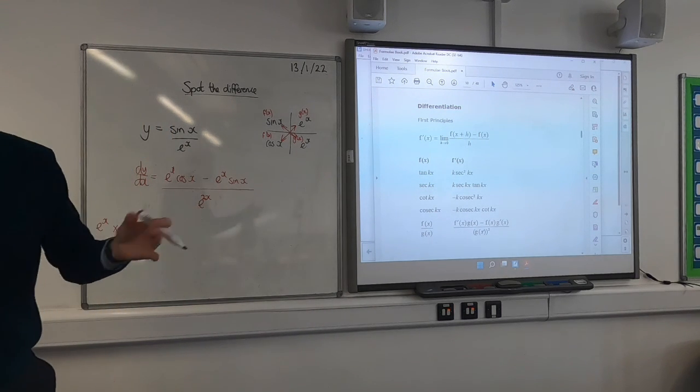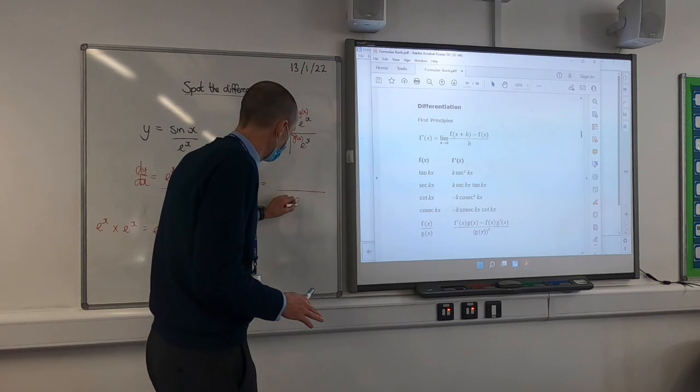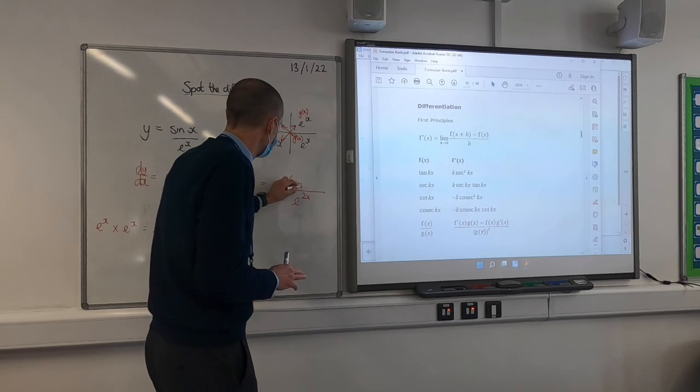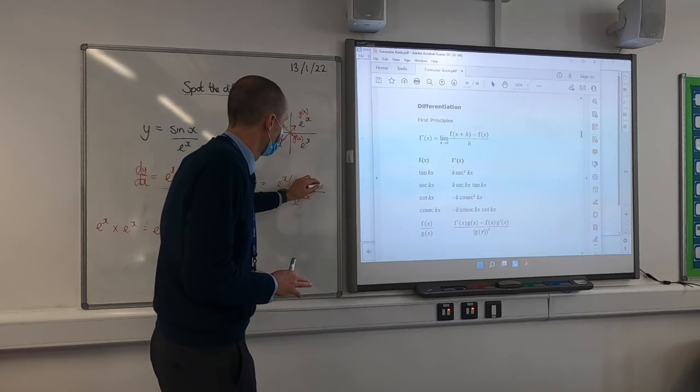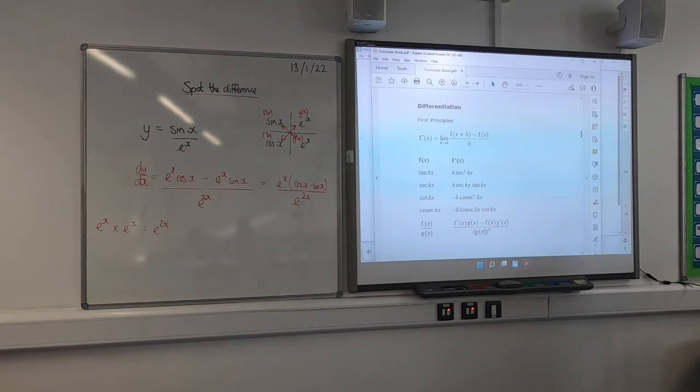And as is often the case with the product rule, there's scope for a bit of factorising up the top there. I mean, it depends on the context of the question, but that's it. That's all. That's the sort of thing we do. Now, again, the justification for that is not something we need to worry about, but it's on the formula sheet.